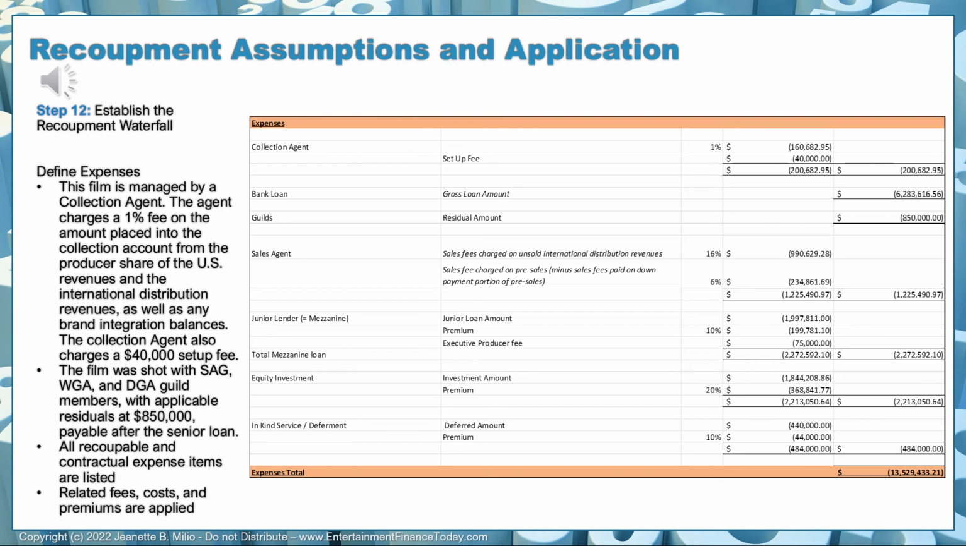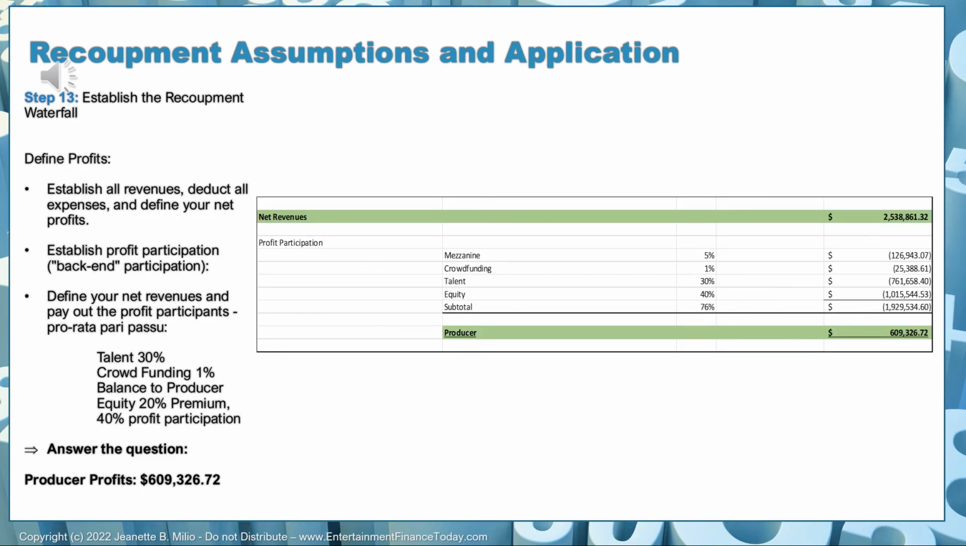So the deferment for the visual effects and music line item is now paid. So 440,000 goes to them. They asked for a premium of 10%, which adds another 44,000. So altogether, 484,000 is due to the deferred line item providers. Altogether, our expenses are 13,529,433.21.